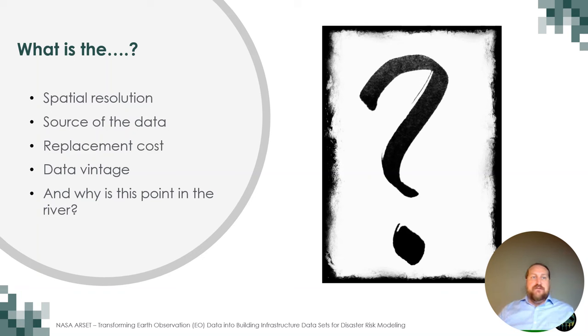And finally, the question about why this point is in the river. Exposure data is often distributed over regions in a grid and isn't intended to be used at a high level of spatial precision. But people will try to use it that way if they don't understand the limitations and assumptions that went into creating the data. So it's important to spell those limitations out so that the data can be effectively used.